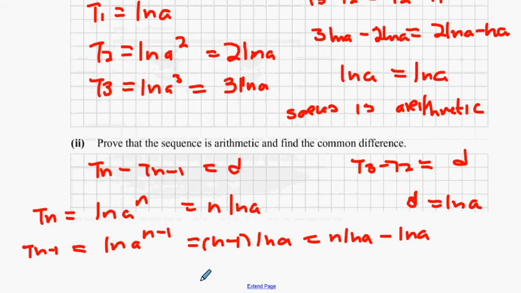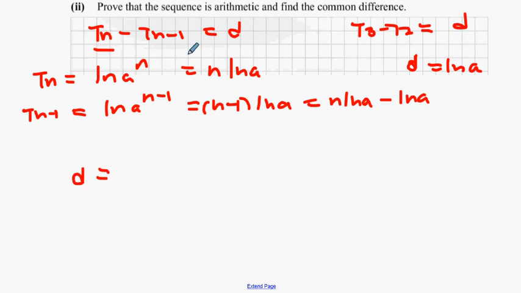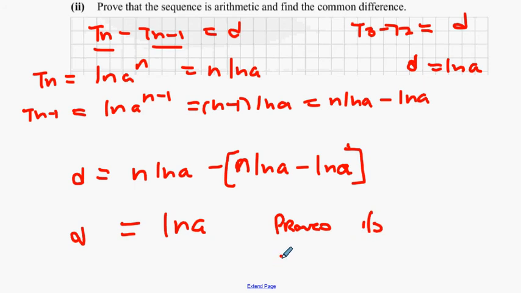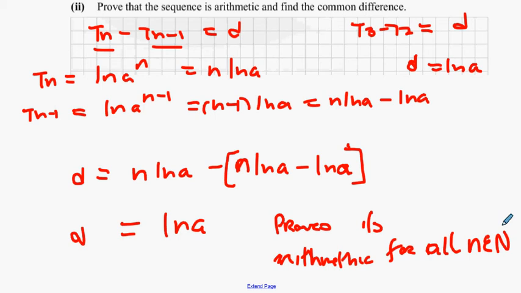So that D equals Tn minus Tn minus 1. So it's n ln A minus bracket n ln A minus ln A. And then the answer here is just simply going to be ln A. And this proves it's arithmetic for all n in the natural numbers. Okay, what do we got next?